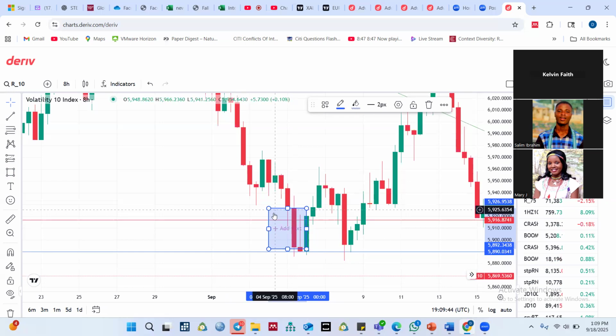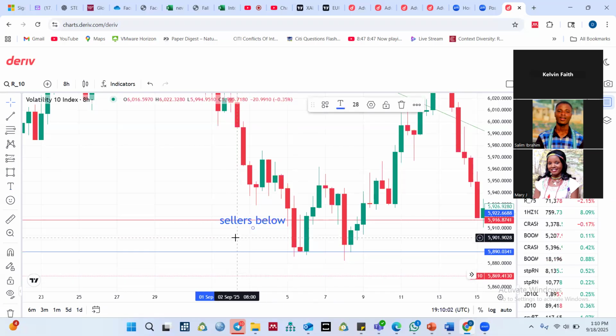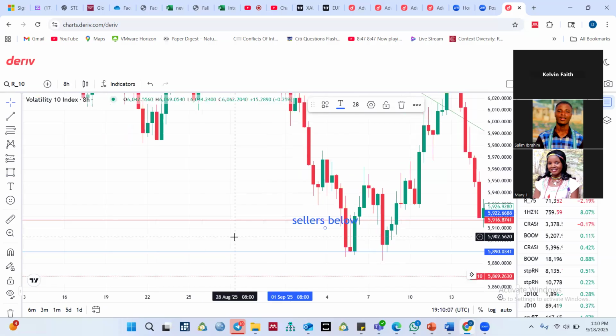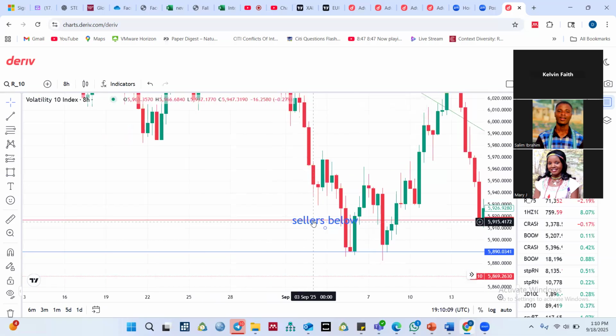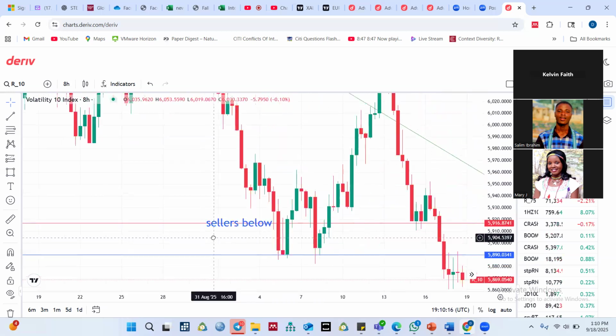So this is the indication that below this red line, there are sellers. Do you understand up to this point? Mary, are you also following? Do you get it up to this point? Yes, I'm following. Perfect. So just follow closely.